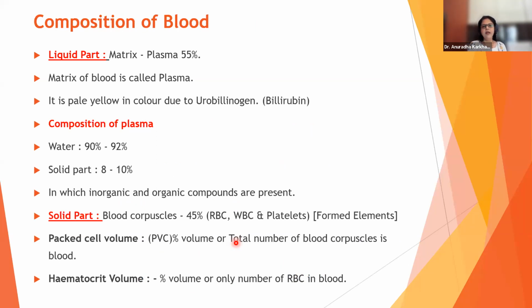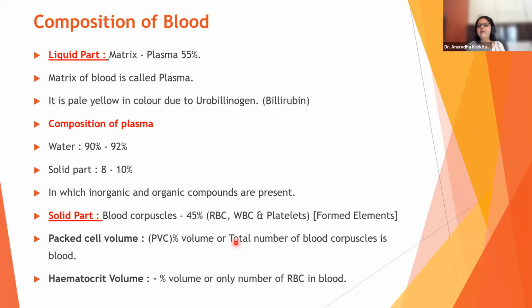Liquid part of the blood is plasma which makes up 55%. Matrix of the blood is called plasma. It's pale yellow in color due to bilirubin, that is urobilinogen. Composition of plasma: around 90 to 92% would be water. 8 to 10% will be the solid part. We have done all these things. In which inorganic and organic compounds would be present.